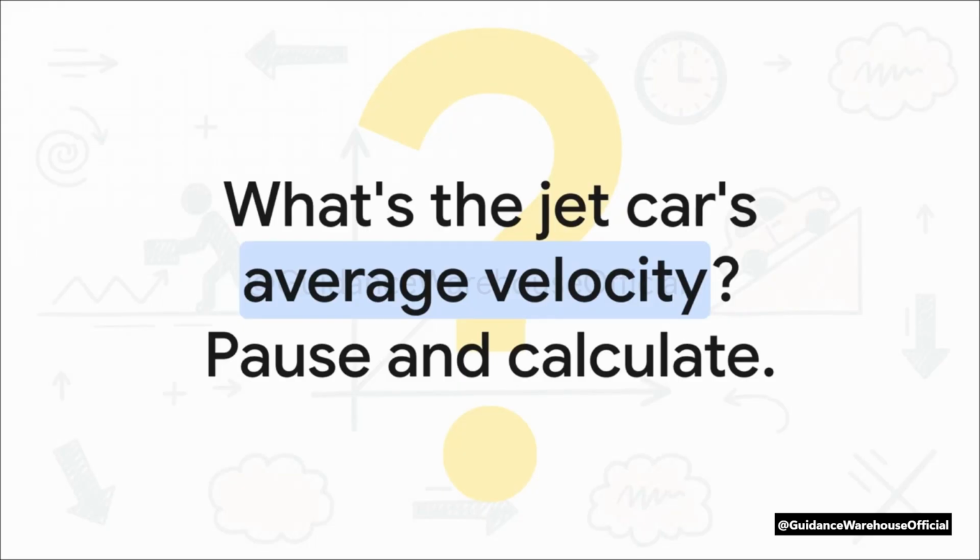Let's use two specific points from the data. The first point is at half a second and 525 meters, and the second is at 6.4 seconds and 2,000 meters. Your mission is to calculate the average velocity. Remember, it's just the change in position divided by the change in time. Go ahead and hit pause right here and work it out.